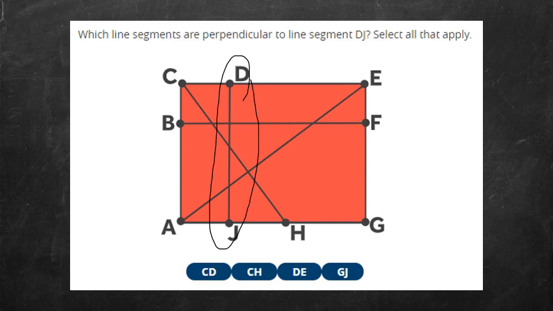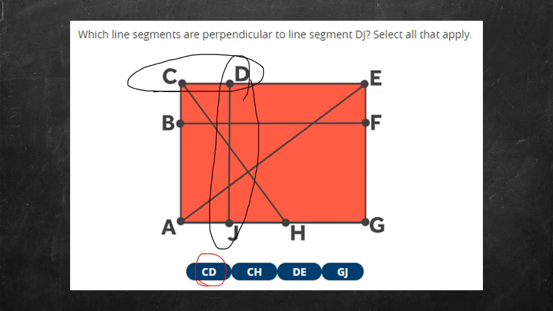The first answer choice is line segment CD. Where is CD? Well, CD is right here, C and D. Now I must ask myself, will line segment CD cross line segment DJ and make a right angle? Well, yeah, that is true, because if I moved line segment CD over, it would cross line segment DJ, okay? So CD would be one of my correct answers, okay?